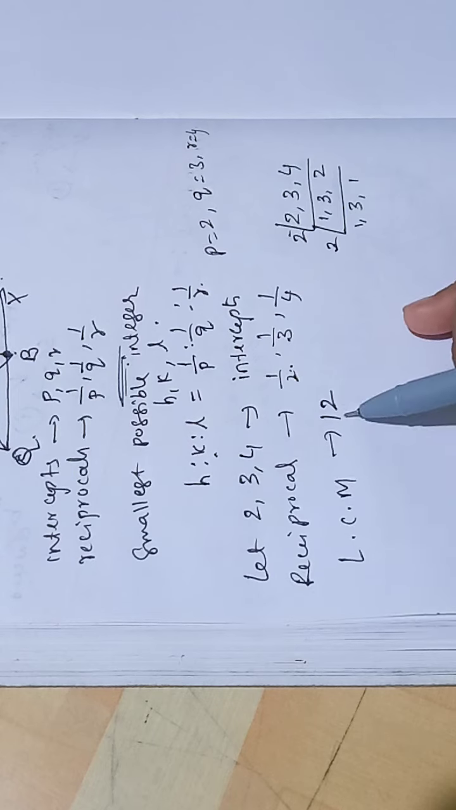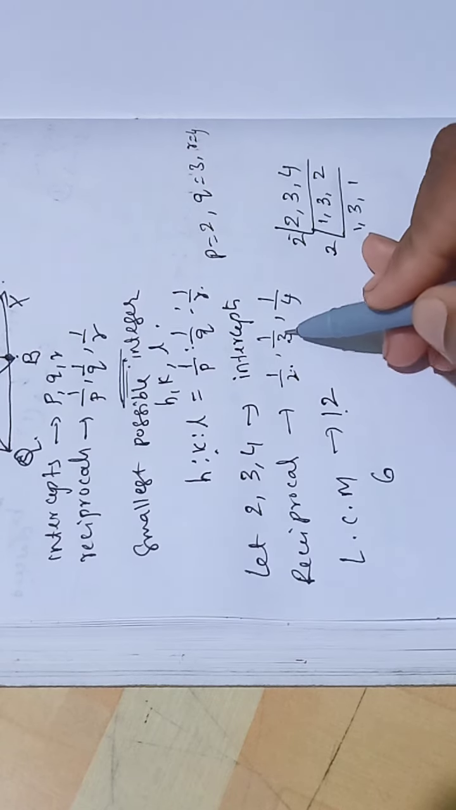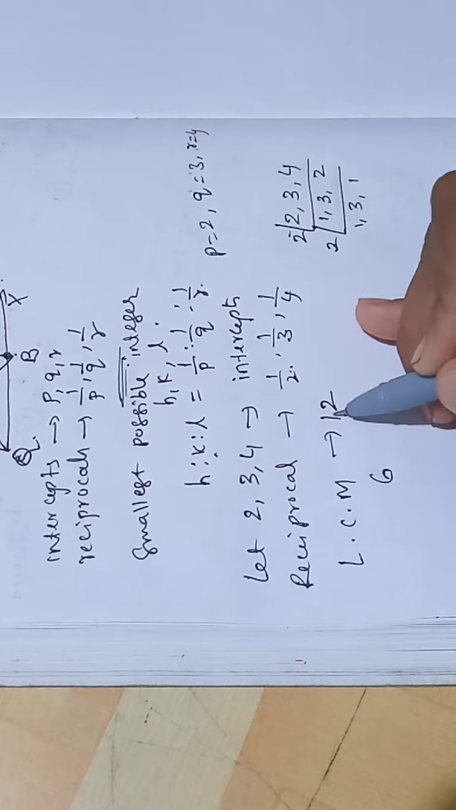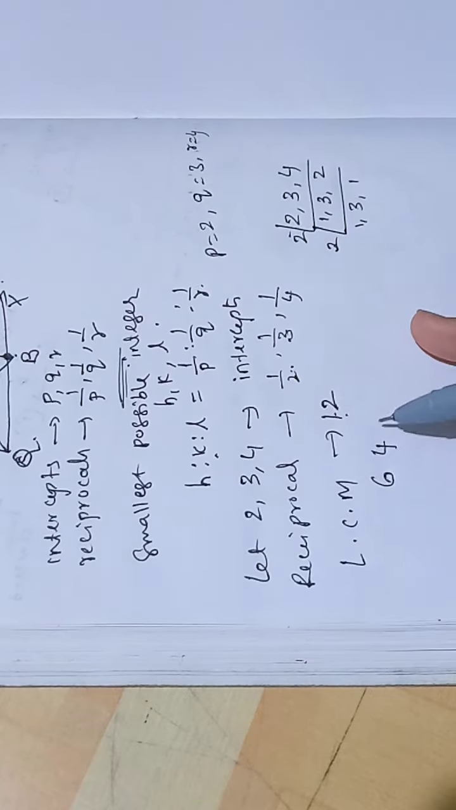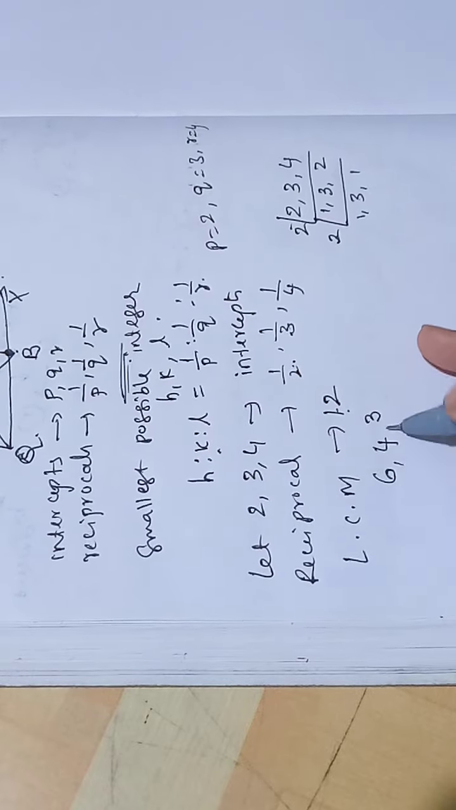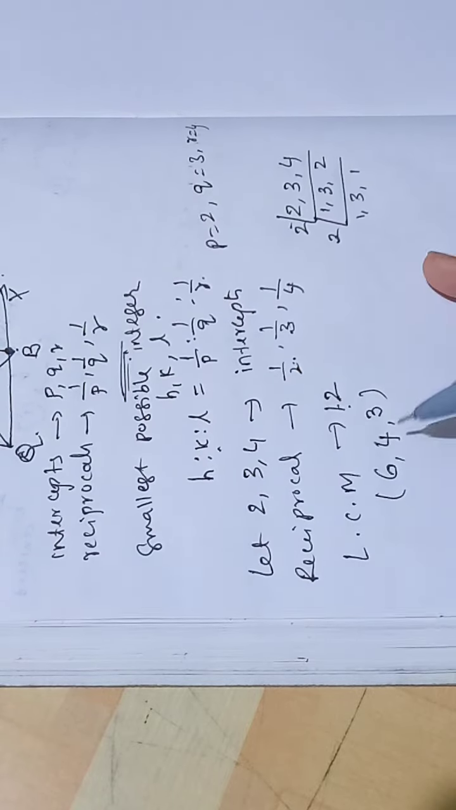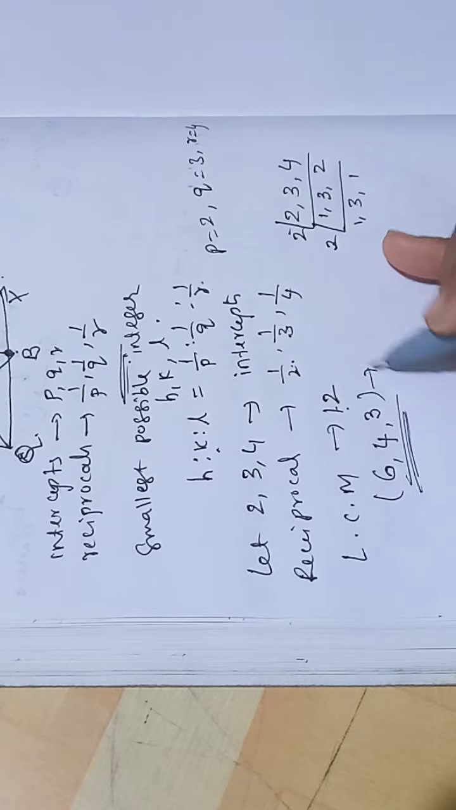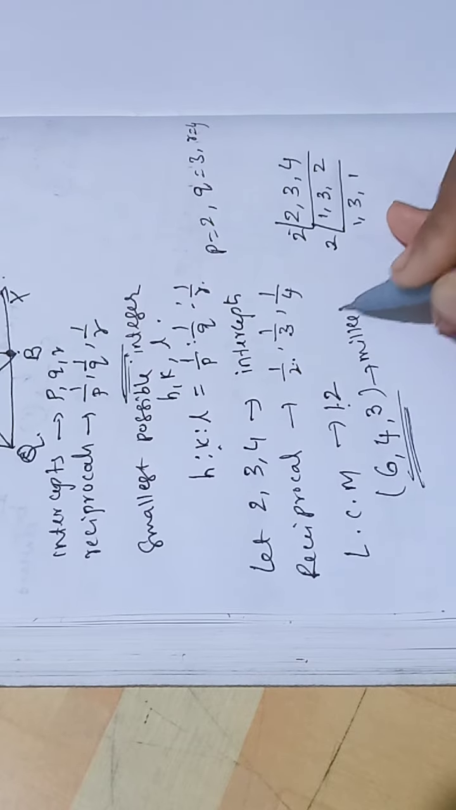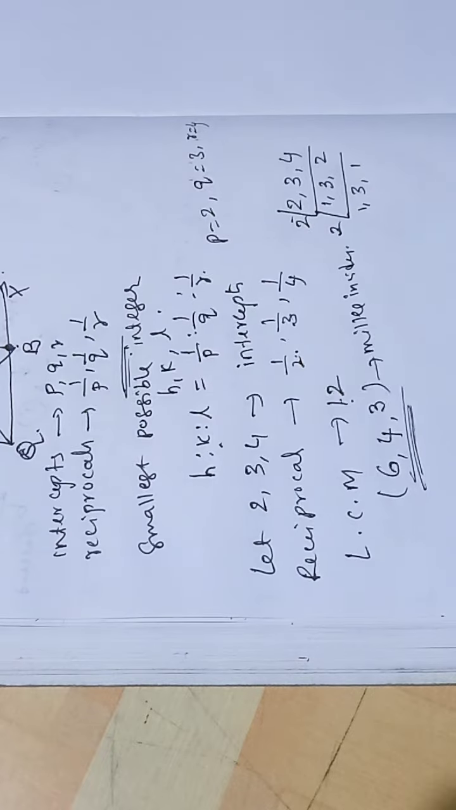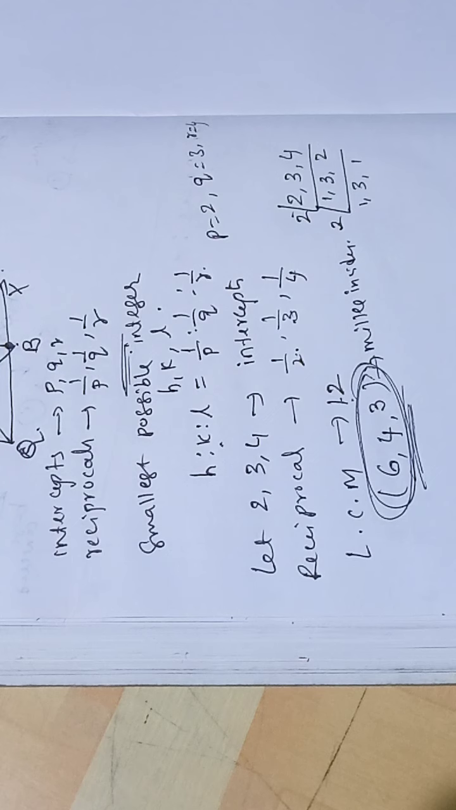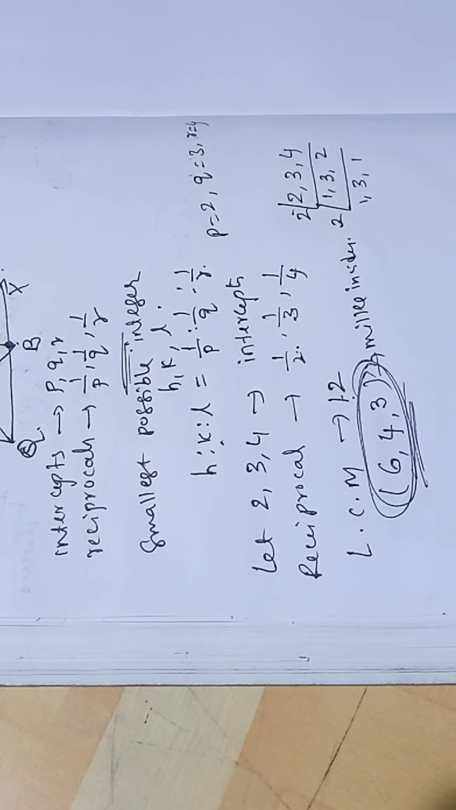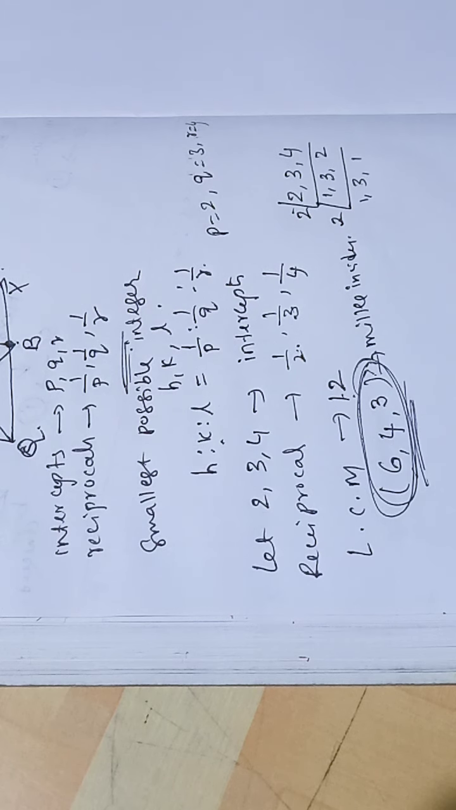2 6s are 12. 3 4s are 12. 4 3s are 12. Right? Now this smallest possible set of integers we call the Miller indices. So in such a way we got the Miller indices. In such a way we will determine Miller indices.